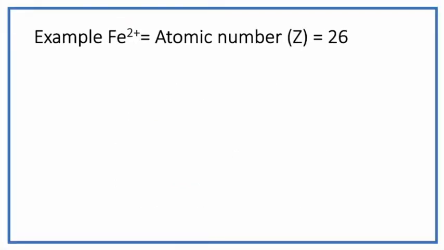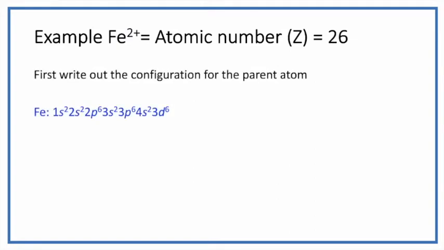Now, let's do a harder example. We're going to do iron, and we're going to do iron in 2 ways. Because iron can form a 2+ ion, it can also form a 3+ ion. Let's start with the 2+ ion. Our atomic number is 26, and the first thing we're going to do is write the electron configuration for the parent atom. 1s2, 2s2, 2p6, 3s2, 3p6, 4s2, and 3d6.